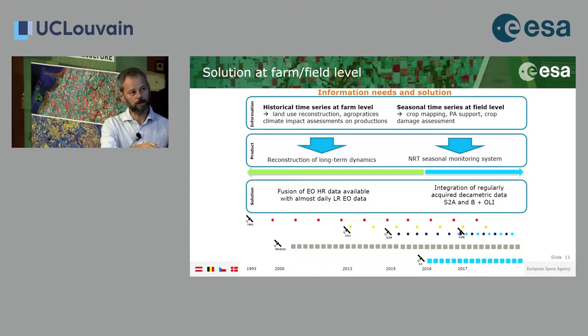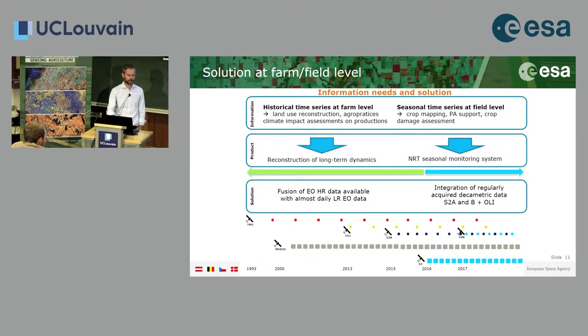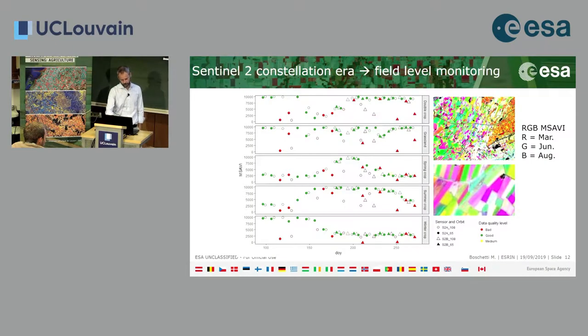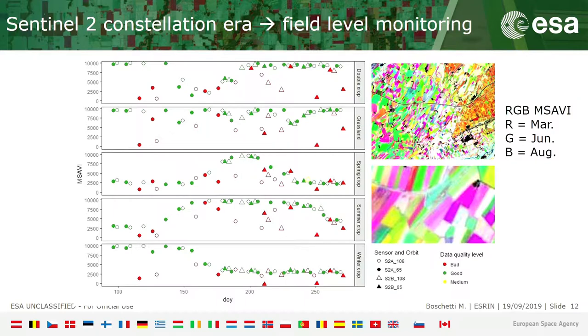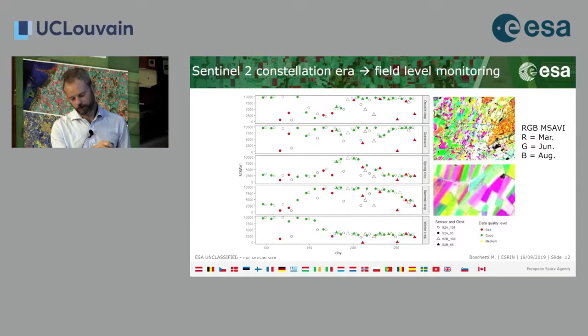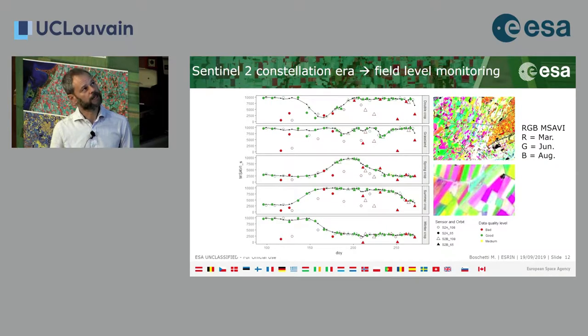Here I mentioned only the optical one, but for the phenological assessment also, the Sentinel-1 SAR data can be exploited. Okay, this is an example of the era where we are now. Those are the Sentinel-2 A and B data for one orbit, 108. Because this is an overlapping area between two orbits, we can even have much more frequent data. So we can interpolate the signal, recognize the crop.